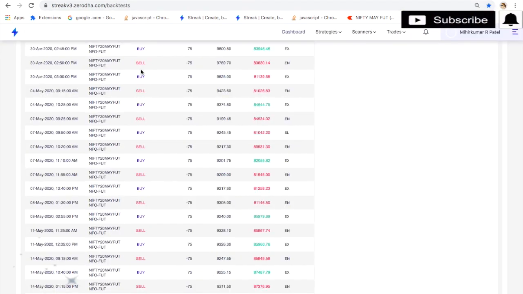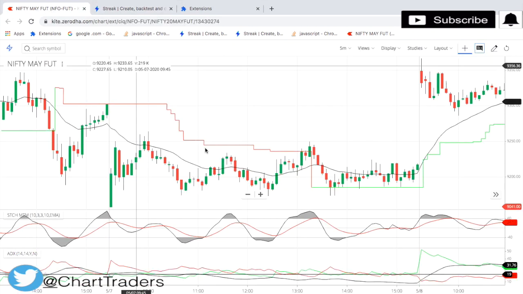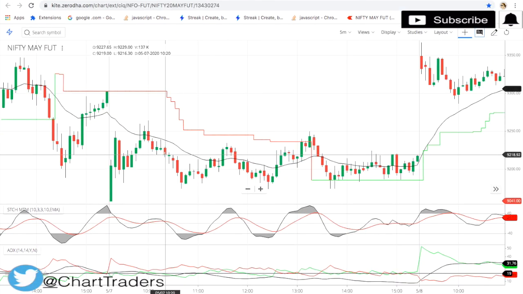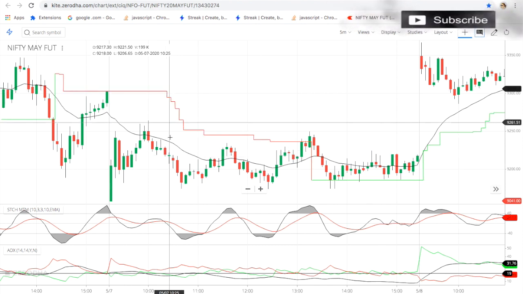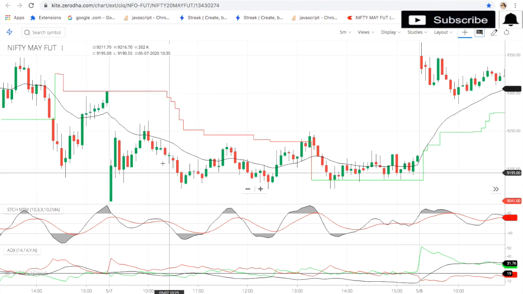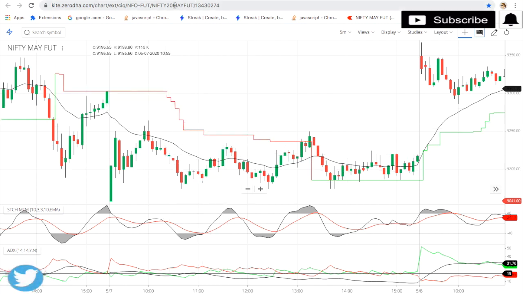On 7 May, entry is 1020, 9217. 1020 here. 9217 here we are going to sell. Crossover happened, ADX less than and ATR also less than. Then we have a further down movement, but after that 1 percent was not achieved and the price went up and the stop loss triggered. So what is the exit point?